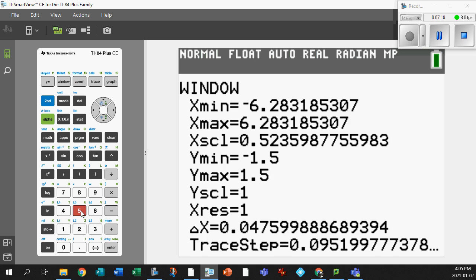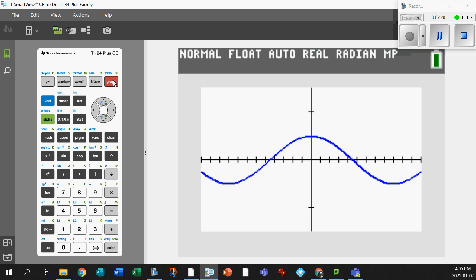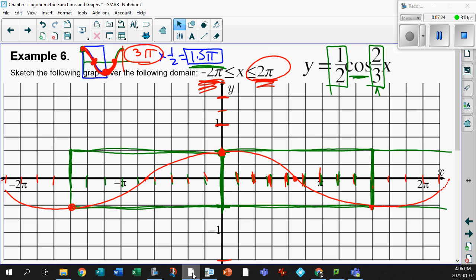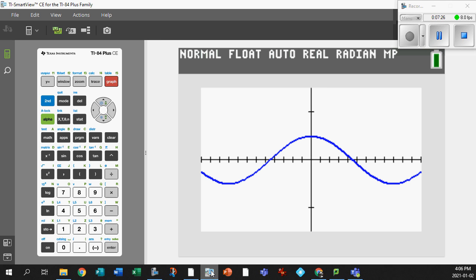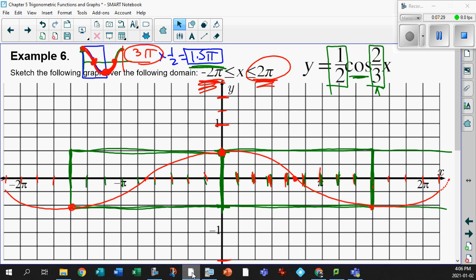Now, if we punch it, we should get a graph that looks almost identical to what we graphed ourselves. So let's graph. Boom. Oh, there it is. And look at that. Compare the two. There's a calculator. There's what we drew. Oh, it looks almost identical. Look at that. It's beautiful. That's the best way to do graphs like this.